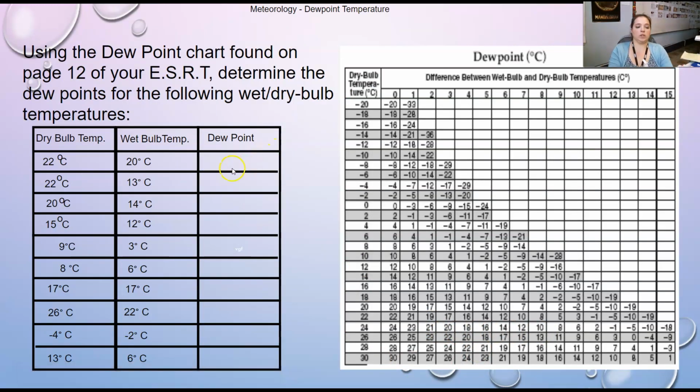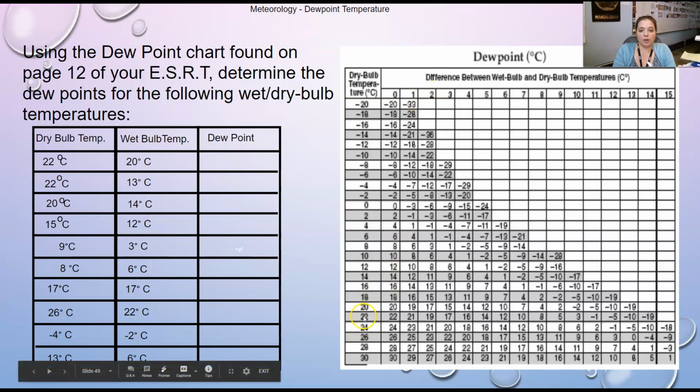So first things first. If I have a dry bulb temp of 22 and a wet bulb temp of 20, what I need to do is subtract the two. 22 minus 20 is 2. So I know I'm going to need this row right here, and this column right here. What I'm going to do is go down here until I hit 22 and I'm left with 19. That's my answer.